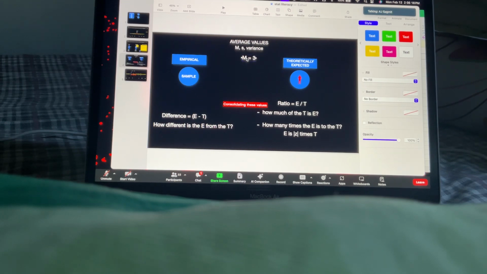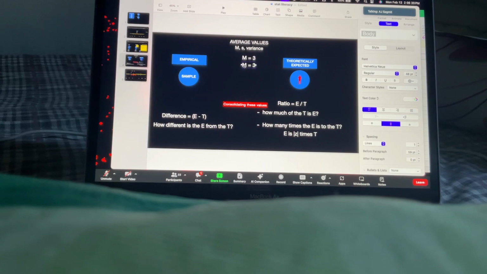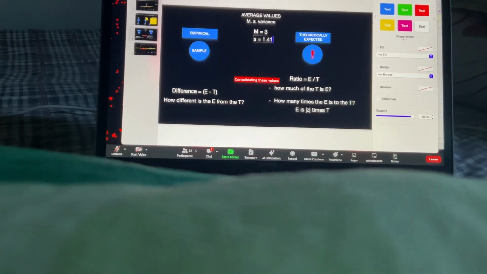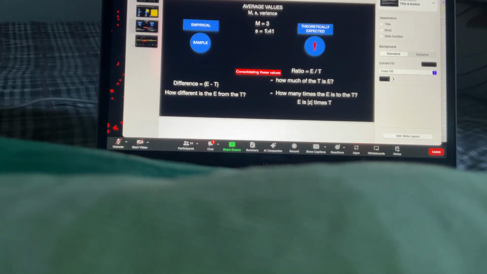So when it comes to the standard deviation, okay, our standard deviation is 1.41. Okay? So you say the average deviation from the mean that we empirically observe in a sample of DLSU site majors is 1.41.